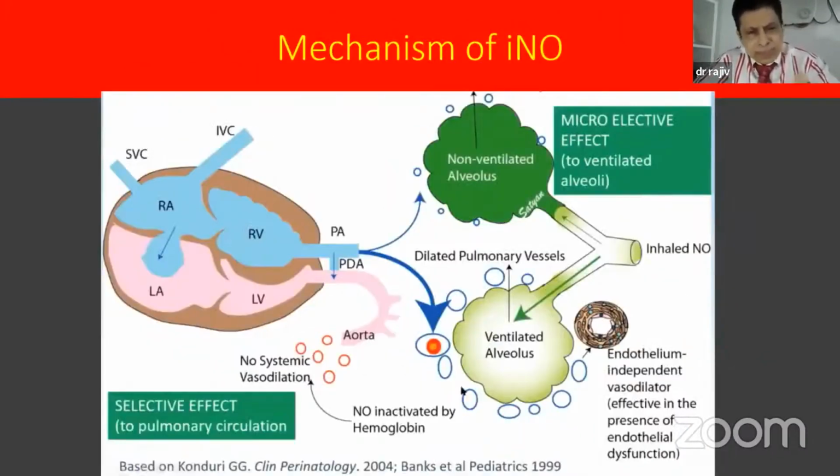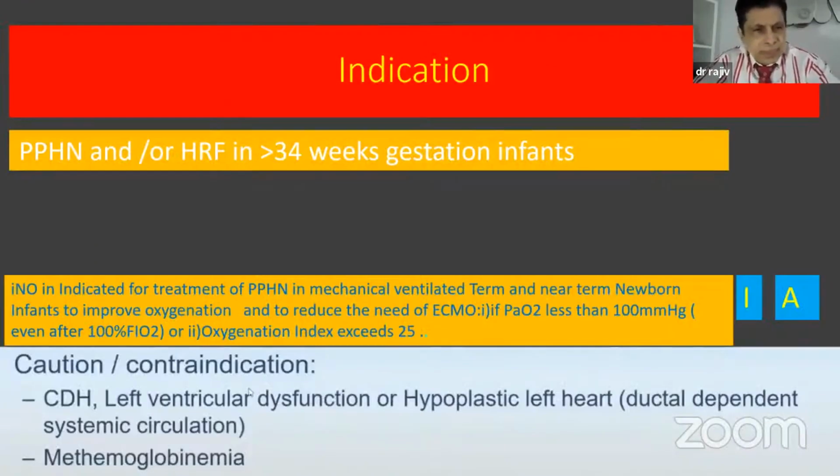You can go forward. I think nitric everybody knows. Maybe getting bored with nitric. Next one. So the PPHN and HRF above 34 weeks, INO is indicated for treatment and the need for ECMO. Okay, we know all that. Contraindications: CDH, left ventricular dysfunction or hypoplastic left heart, that is ductal dependent systemic circulation, or methemoglobinemia. By and large, nitric has been in use for almost 22 years. We're reasonably happy, but it's a costly drug and not freely available. I already gave the statistics about the number of centers having unlimited access to nitric oxide. Next slide.